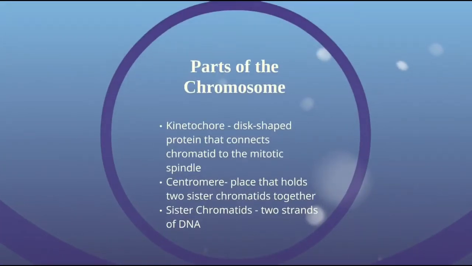To start, we have to be able to identify the parts of the chromosome. The kinetochore is a disc-shaped protein that attaches chromatid to the mitotic spindle. The centromere is a specialized region that holds two sister chromatids together. The sister chromatids are two strands of DNA. One is a replica of the other.